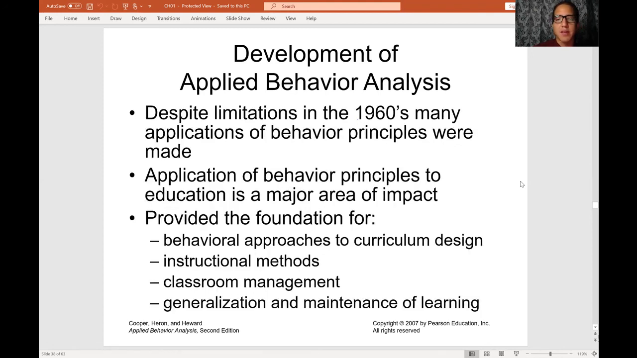Despite the limitations of the 1960s, many applications of behavior principles were made. The application of behavior principles to education is a major, major area of impact, provided the foundation for behavioral approaches to curriculum design, instructional methods, classroom management, and generalization and maintenance of learning. So imagine like how beautiful it is that knowing that behavior analysis provided a foundation for all these changes in education. And there's still a lot more that can be done and a lot more that has been done.